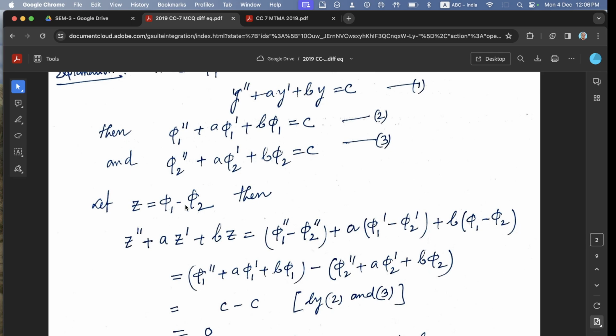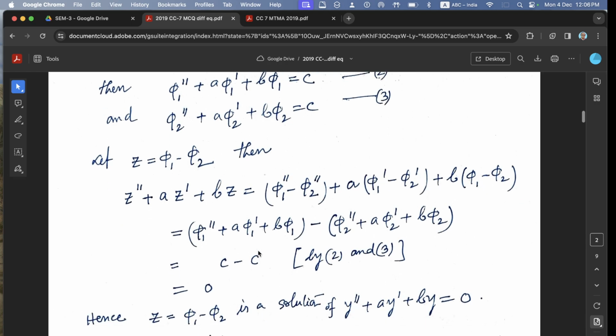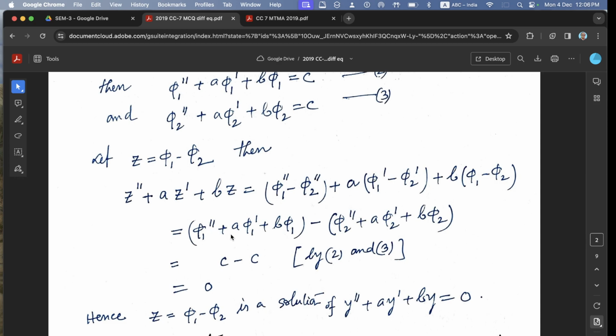Let z equal to phi1 minus phi2. Now z double dash plus a z dash plus b z equals phi1 double dash minus phi2 double dash, plus a times phi1 dash minus phi2 dash, plus b times phi1 minus phi2. So this is (phi1 double dash plus a phi1 dash plus b phi1) minus (phi2 double dash plus a phi2 dash plus b phi2).